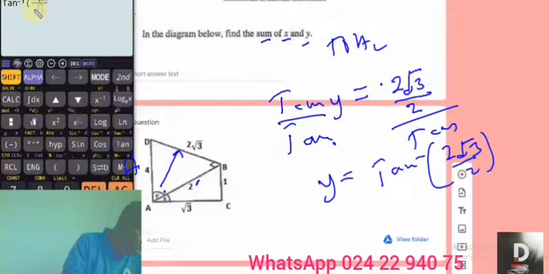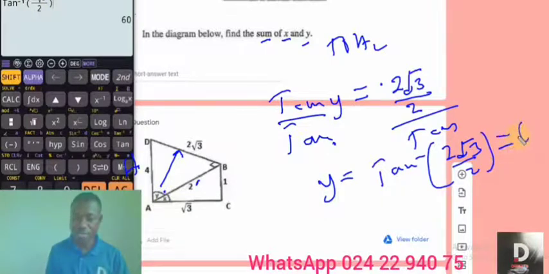2 root 3, come down, 2. Close your brackets. The answer is what? 60. It's 60 degrees. So y is 60 degrees. I've gotten my y to be 60 degrees.